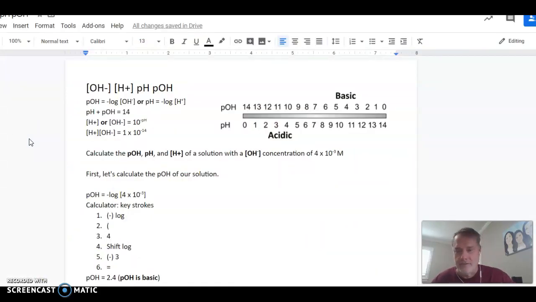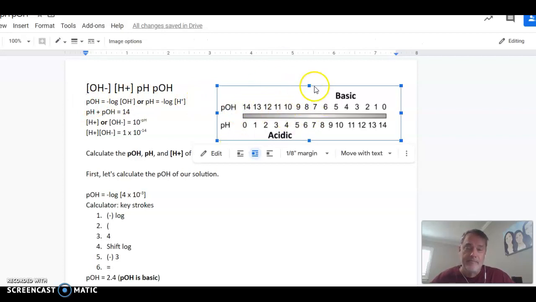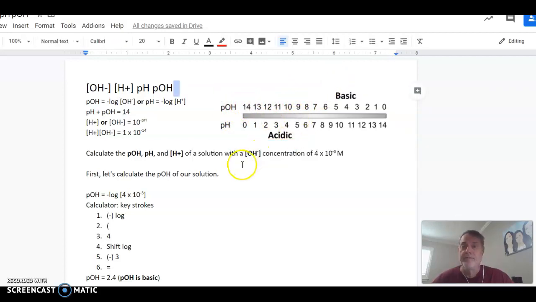Okay, in your notes, here's what we have. Here's all the formulas up here. They're just up there. Let me go through them quickly. This is really easy, so there's no need to have any anxiety over this. Over here is again our scale. There's our pH scale and our pOH scale. And notice they're flip-flop.